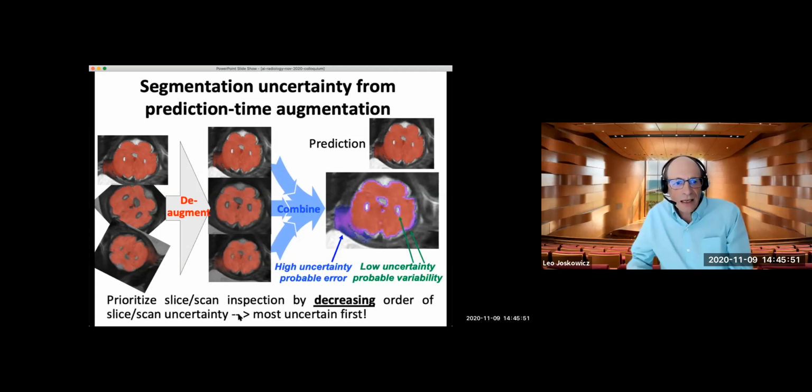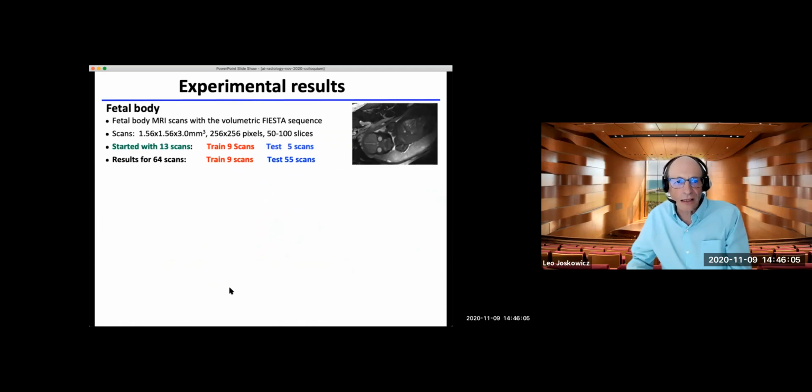Okay. So you can prioritize the scan or slice inspection by decreasing order of uncertainty, because this means that you're acknowledging that your network is not very sure about it, so you can go and correct that. So the idea is very simple.